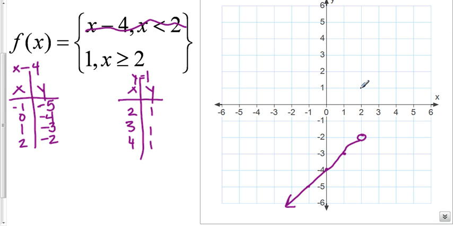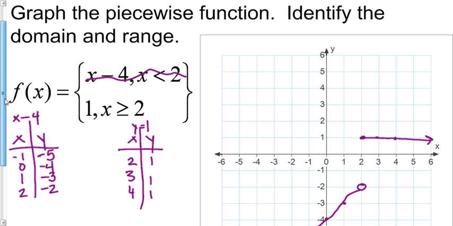So I'm going to fill in my circle there for 2, 1, 3, 1, 4, 1, 5, 1, and so forth. This piece of the graph is a horizontal line going to the right, but only for values that are greater than or equal to 2. And so here's the 2 pieces of the graph. It splits at 2. Everything to the left of 2 is x minus 4. Everything to the right of 2, including 2, is the function y equals 1. This is a piecewise graph. You've got kind of separate functions here to graph, and the graphs will have separate parts.